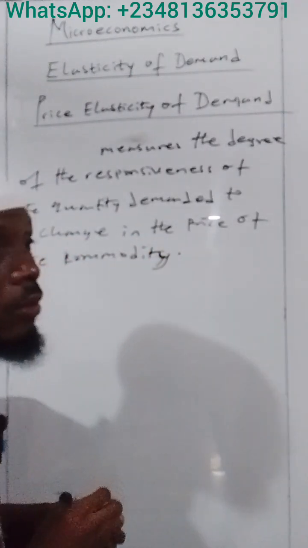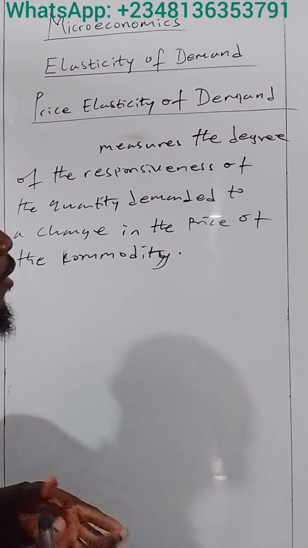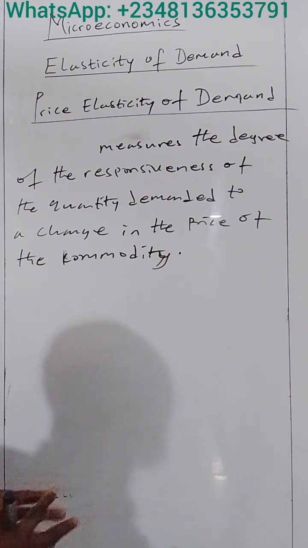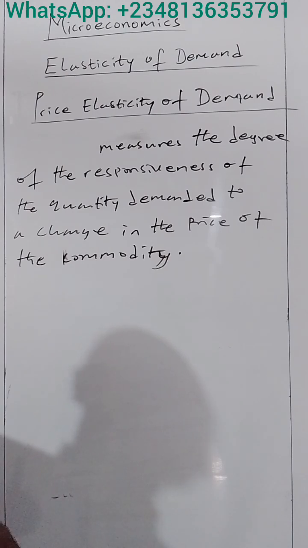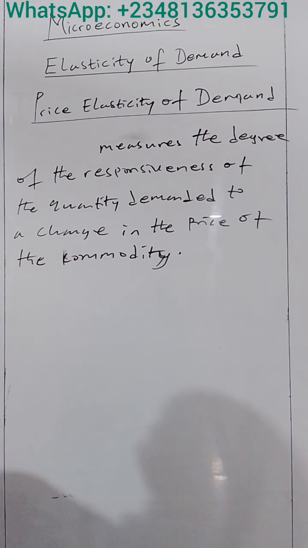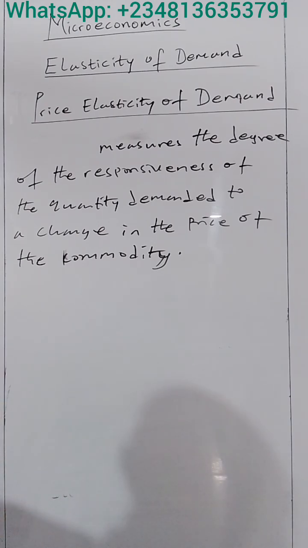So, in other words, when the price of a commodity rises, we expect the quantity demanded to fall, and when the price of a commodity falls, we expect the quantity demanded to rise. For example, if the price of bread rises, we expect the quantity demanded for bread to fall, and when the price of bread falls, we expect the quantity demanded for bread to rise. In other words, the quantity demanded for bread responds to a change in the price of bread. That is what we are talking about here.